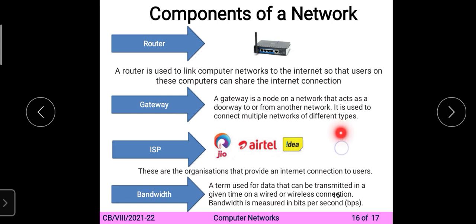For example, whenever there is a router at your home, with the router you can connect your internet to your mobile phone, to your PC, to your laptop also. So at that time the router and your devices are connected as a doorway.